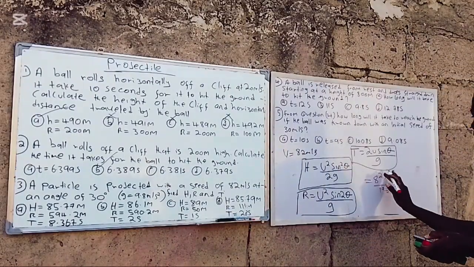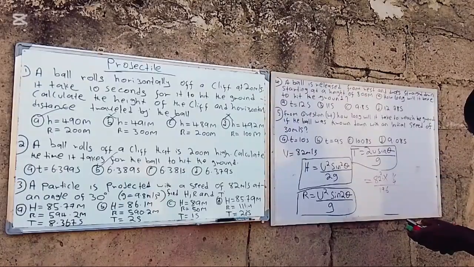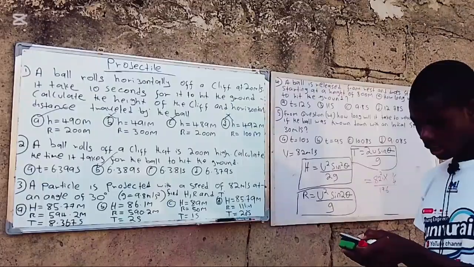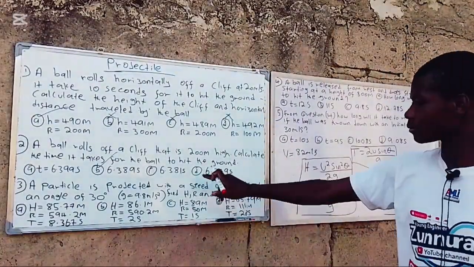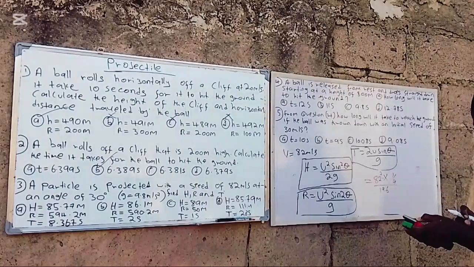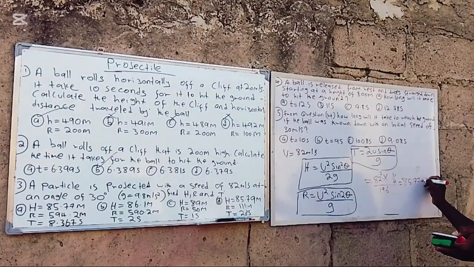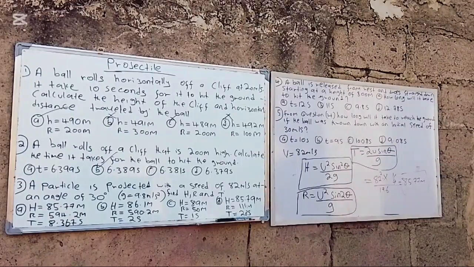So after then I will say 82 squared multiplied by a half divided by 19.6, but here I have sine 30. So this should now be 85.77 meters. This is the value of the height.